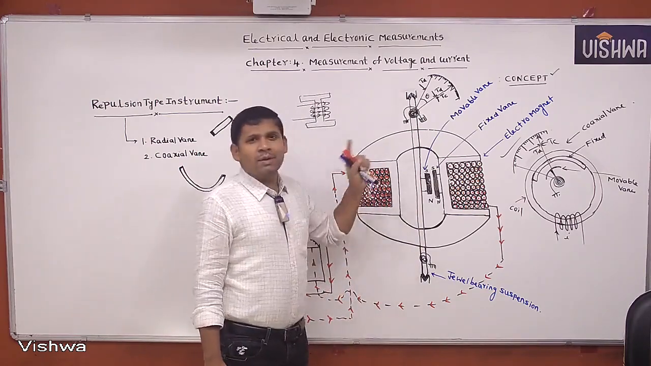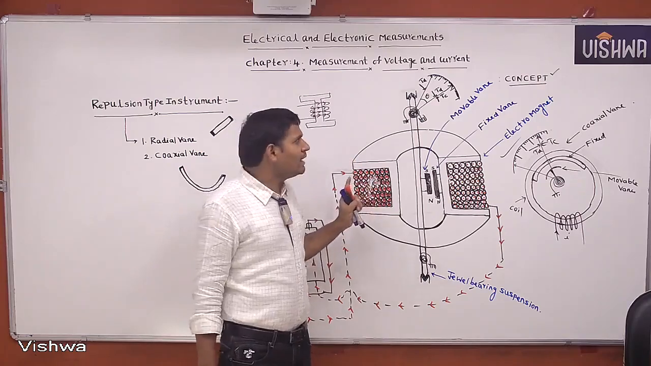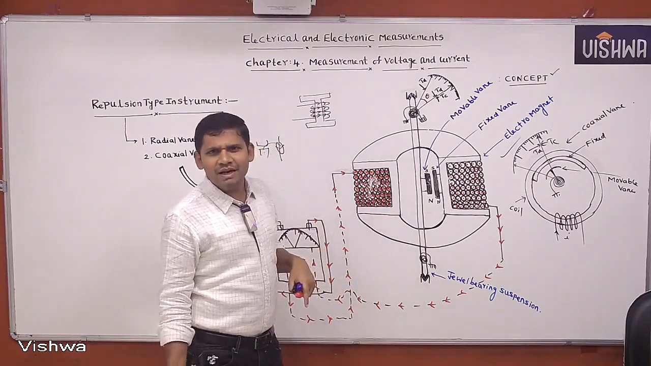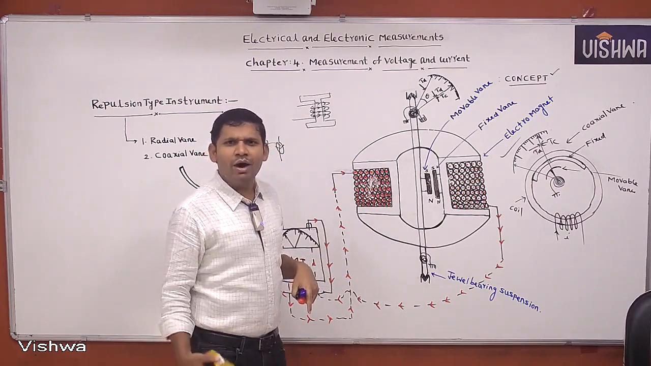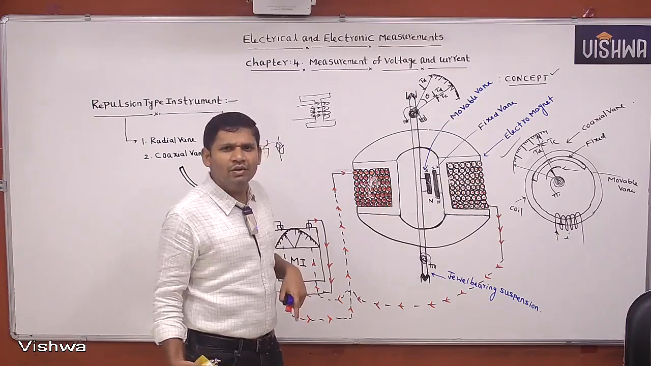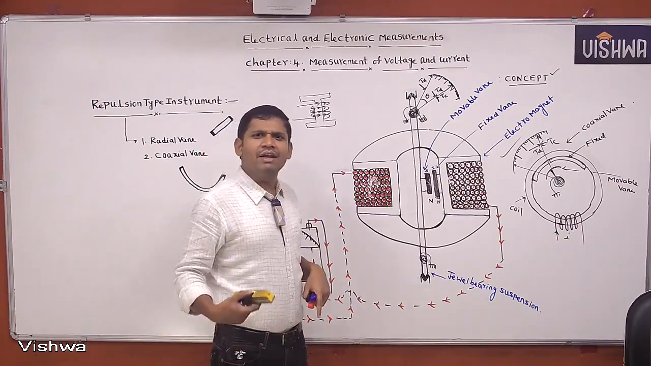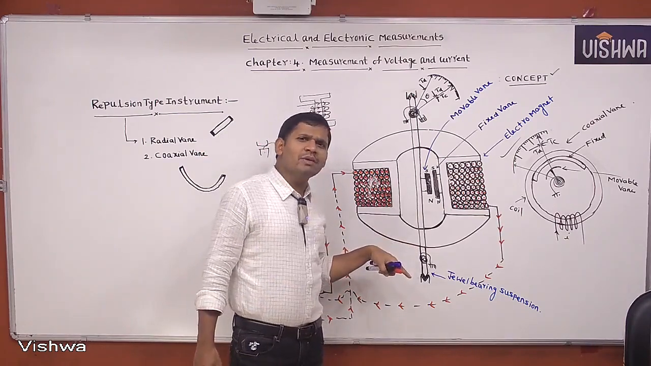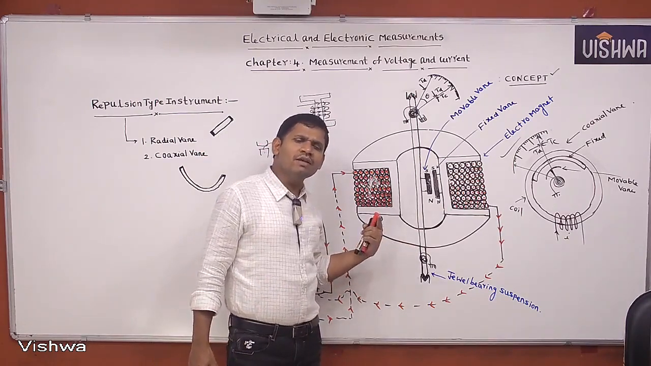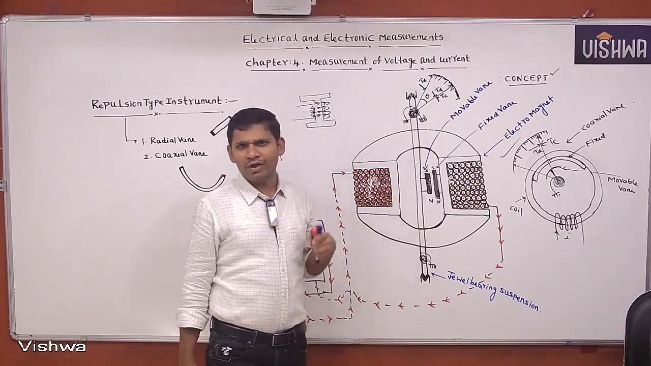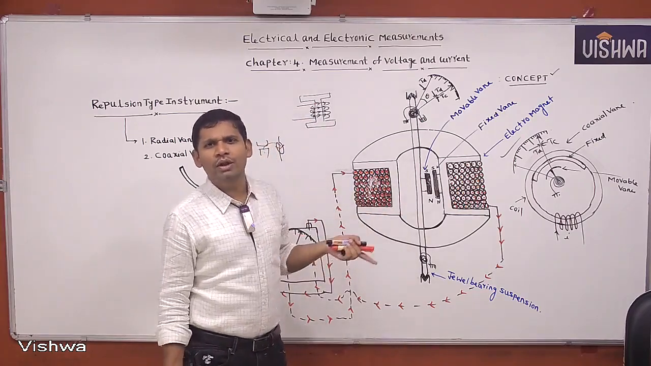Then if any supply is given to the moving iron instrument, whether it is repulsion or attraction type, it is an RMS measuring and RMS indicating type instrument. Whatever input we apply to the moving iron instrument, it measures the RMS value, and it indicates the RMS value. Then once we are using it for AC, we also consider frequency. These are used for a frequency of 0 to 125 Hz, and these are also unpolarized instruments.